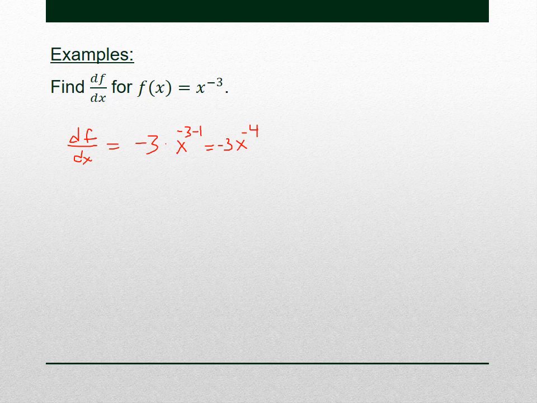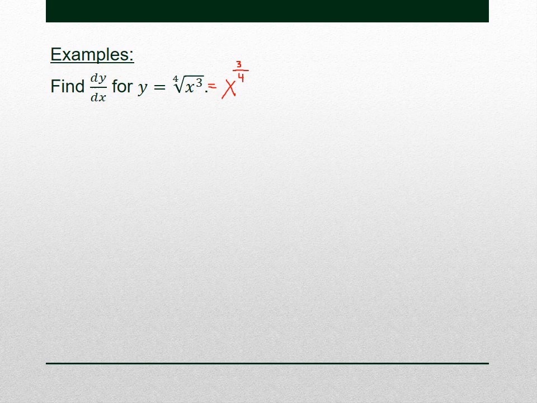All right, how about something like find dy dx for y equals the 4th root of x cubed. You might think, hey, this is not what we've been doing, but it's really just hiding in there. What we need to do is rewrite the 4th root of x cubed as x to the something. What is the exponent for the 4th root of x cubed? Well, you have a cubed, so it's going to be a 3 in the top, and then a 4th root becomes over 4. So that's x to the 3/4.